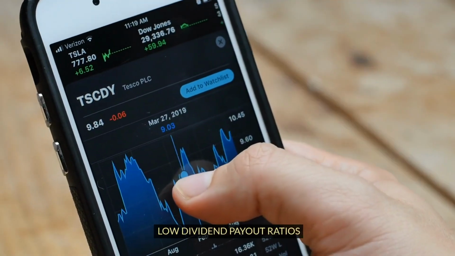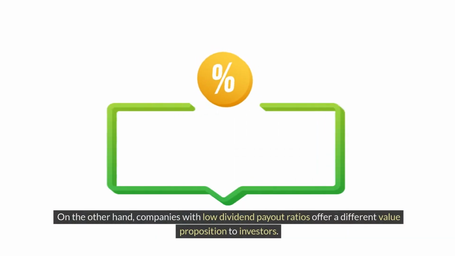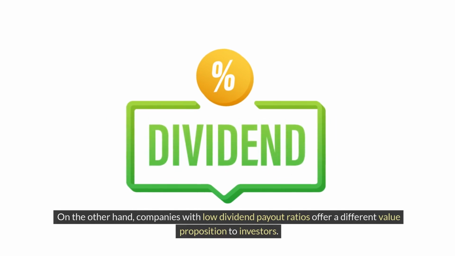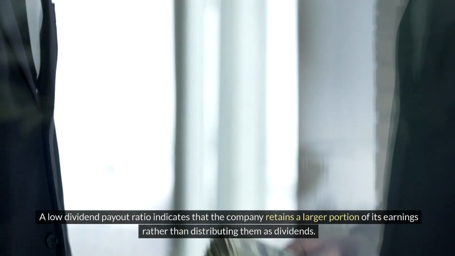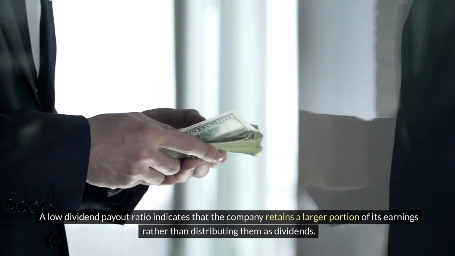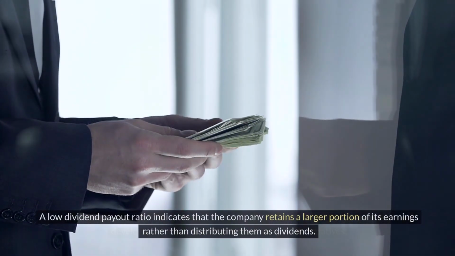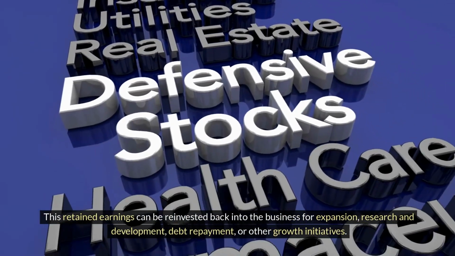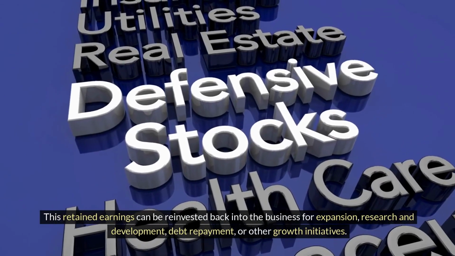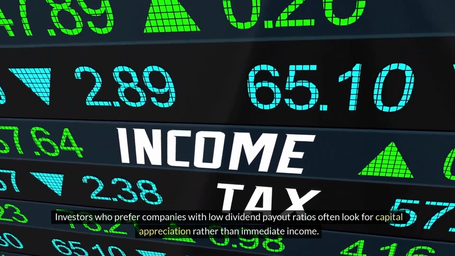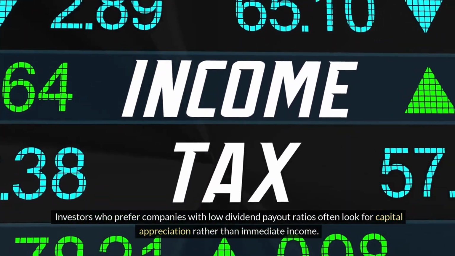Low dividend payout ratios. On the other hand, companies with low dividend payout ratios offer a different value proposition to investors. A low dividend payout ratio indicates that the company retains a larger portion of its earnings rather than distributing them as dividends. These retained earnings can be reinvested back into the business for expansion, research and development, debt repayment, or other growth initiatives.